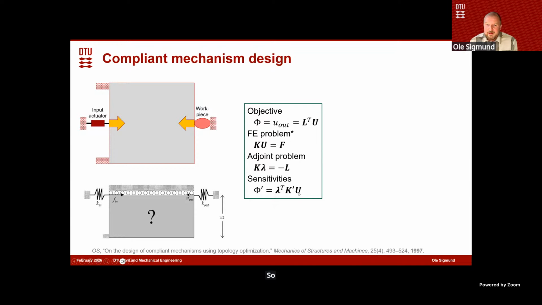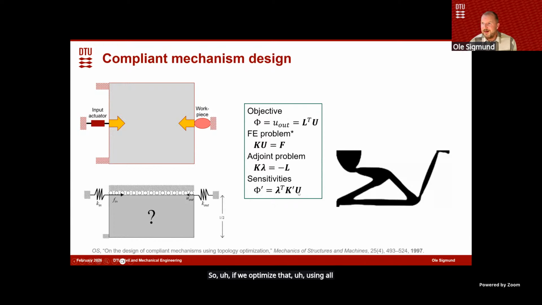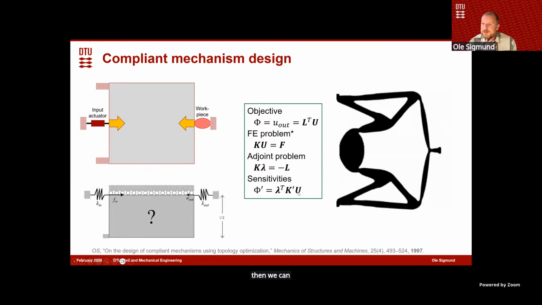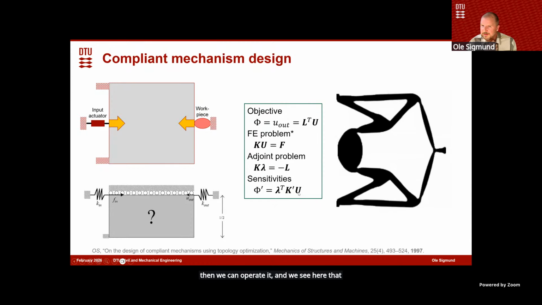So if we optimize that using all the state-of-the-art filtering that I will come back to, then we will get a mechanism looking like that. And if we remove the upper part, or reintroduce the upper part, then we can operate it. And we see here that we get the desired kinematics.